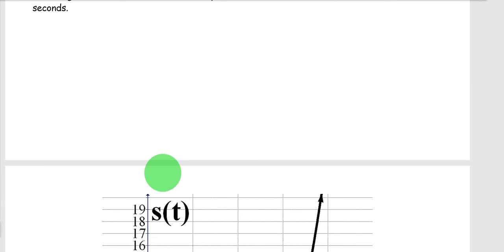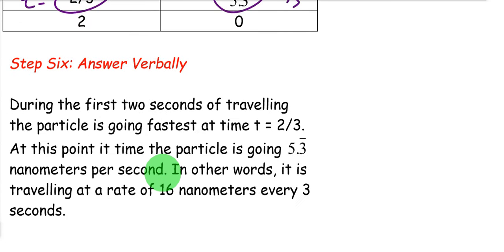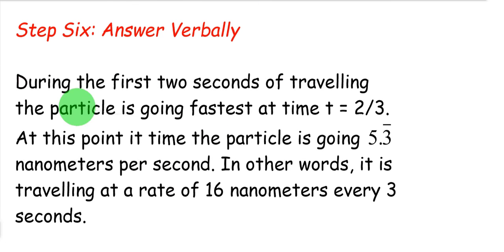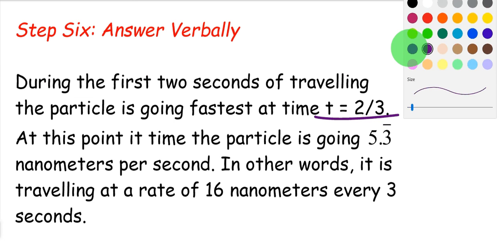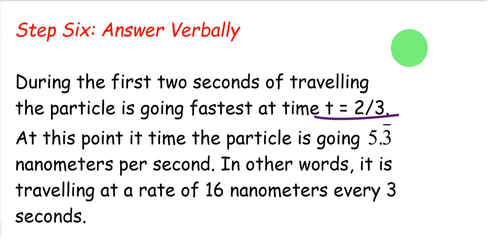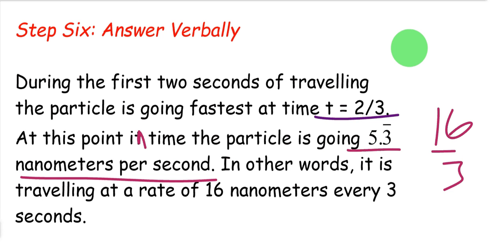So to answer this question, during the first 2 seconds of traveling, the particle is going fastest at time t equals 2/3. Furthermore, at this point in time, the particle is going 5.3 repeating nanometers per second. In other words, if you convert that to a fraction, basically, it's 16/3. It's traveling at a rate of 16 nanometers every 3 seconds.